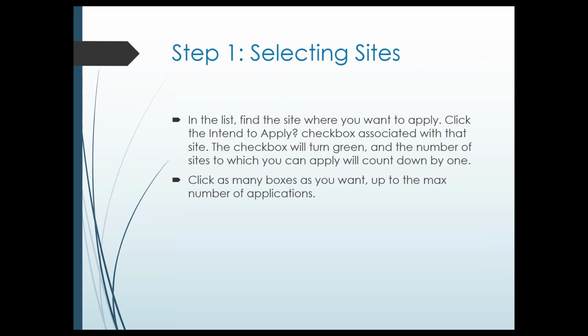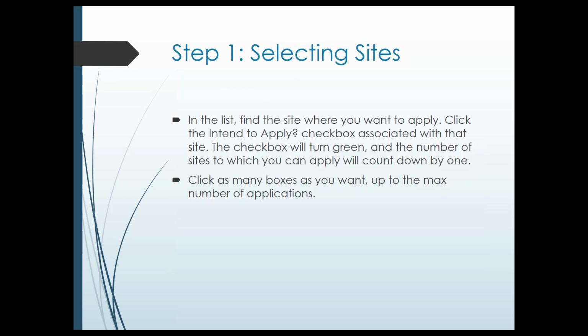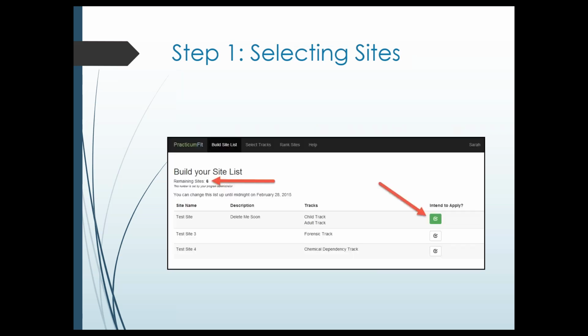The second half of this, if you find a site that you actually want to apply to, you're going to click the green Attend to Apply button so that you're able to associate with the site, and then that checkbox will turn green, and then the number you can apply to will decrease because you're able to apply to 7 in total. You're going to look at the top here, remaining sites list.